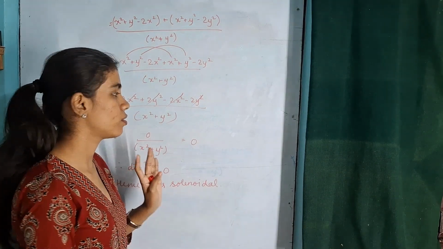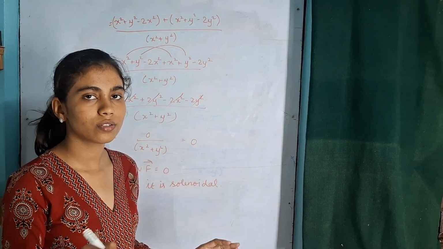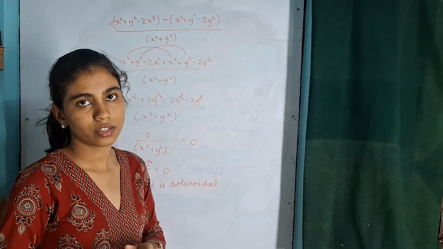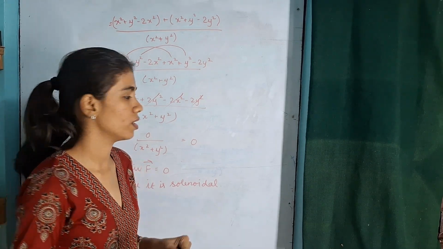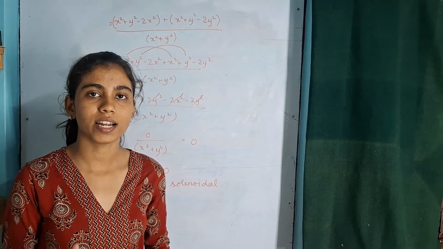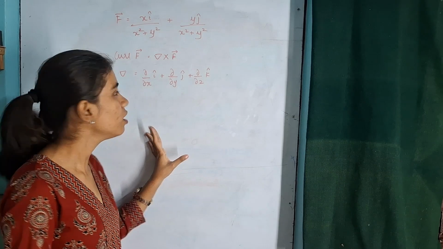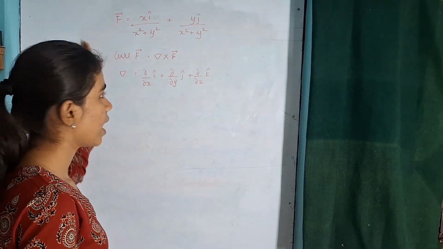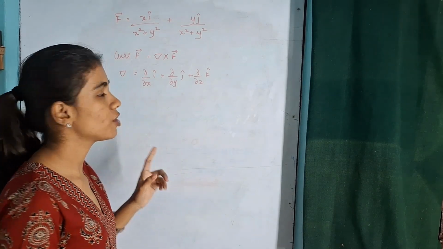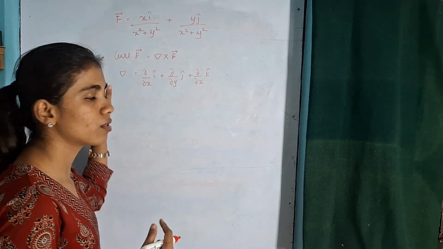I hope you have understood each and every part. If you have not understood, you have to learn normal differentiation. If you understand that, then you can solve this. So now let's solve the next part, that is irrotational. For solving irrotational, I have written down the f vector, and to prove that it is irrotational, you have to prove that curl f vector is equals to 0.